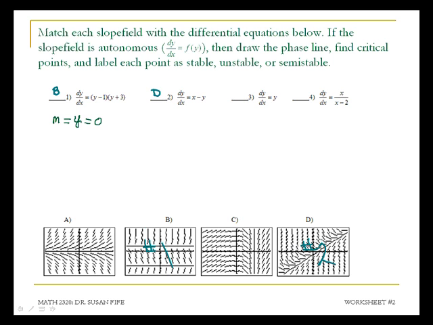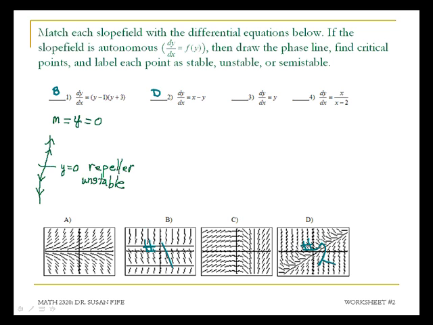So when y is 0, I'm going to do my phase line. This is where y equals 0. And when y is positive, my graph is positive. When y is negative, my graph is negative. So notice that here 0 is a critical value, and the 0 is a repeller, which means the graph is unstable close to the critical value.